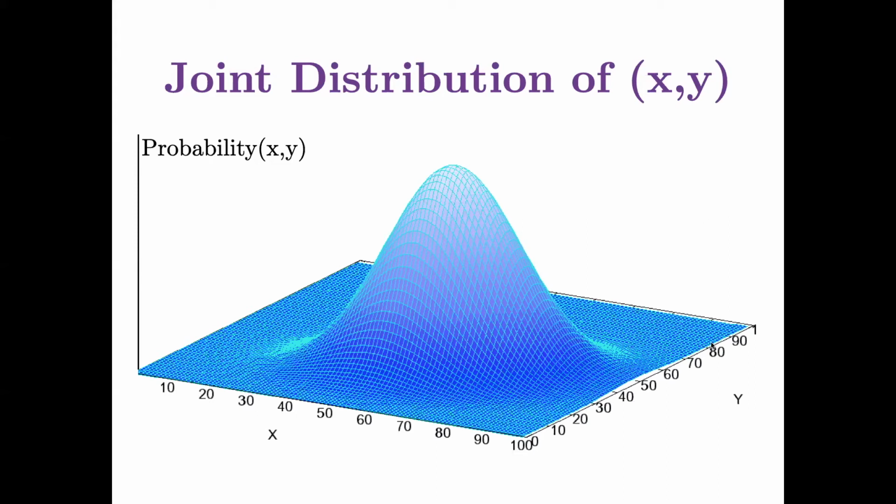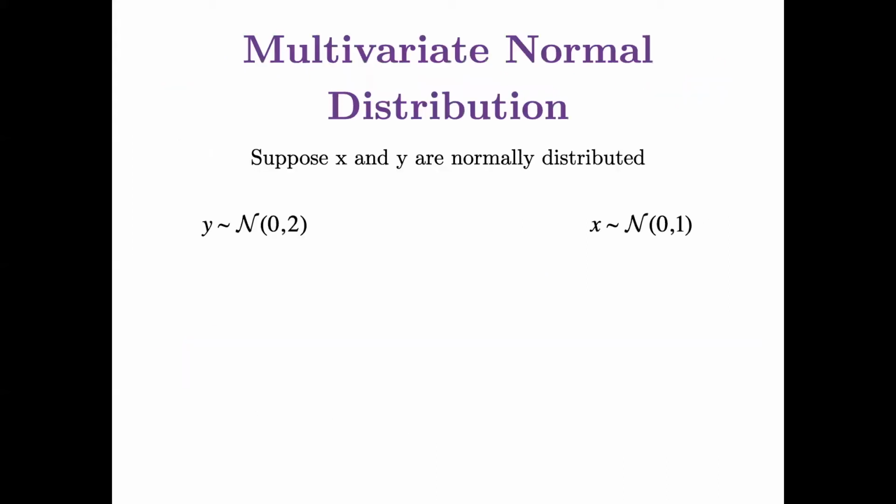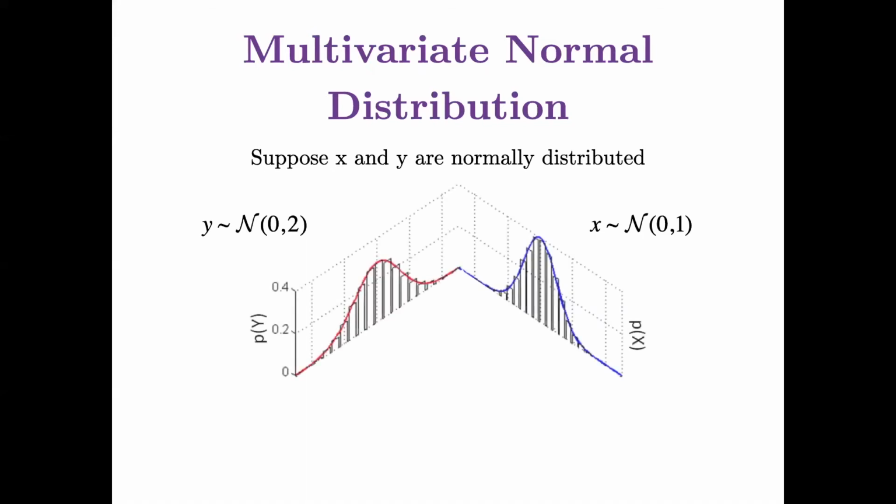So let's explore this a little bit further. Let's suppose that x and y are normally distributed. Y will have mean 0 and variance of 2. X will have mean 0 and variance of 1. So here I have plotted the density function for y. You can see it's a little wider because it's got a larger variance. And the density function of x.